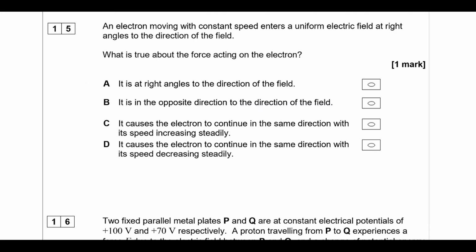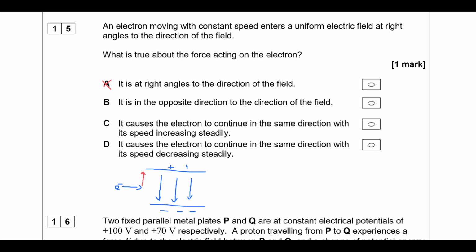So we've got an electron moving at constant speed and it enters a uniform electric field at right angles to the direction of the field. What's true about the force acting on the electron? It's at right angles to the direction of the field. No, that's wrong. So if we sketch it, so your field is going, let's say, that way, and that was positive, and that one's negative, and you've got an electron going across that way. So the electron is going to experience a force upwards because it's going to be attracted to the positive plate. So that is clearly parallel to the field, so that's wrong.